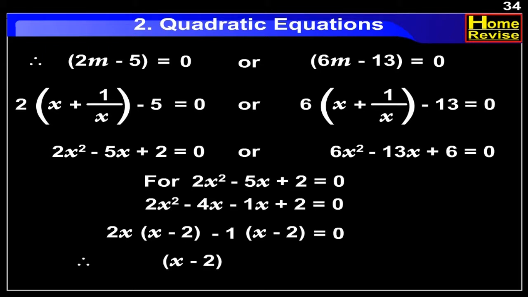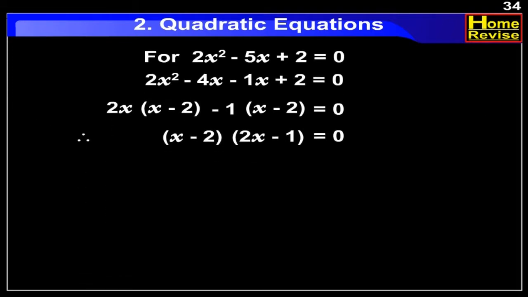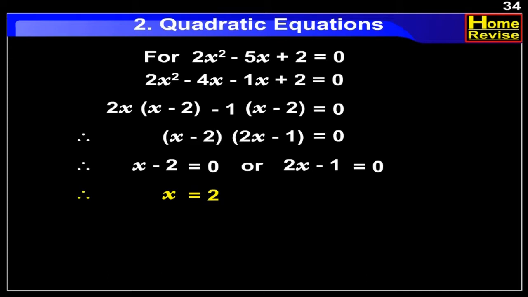Therefore, (x minus 2) into (2x minus 1) is equal to 0. Therefore, x minus 2 is equal to 0, or 2x minus 1 is equal to 0. Therefore, x is equal to 2, or x is equal to 1 upon 2.